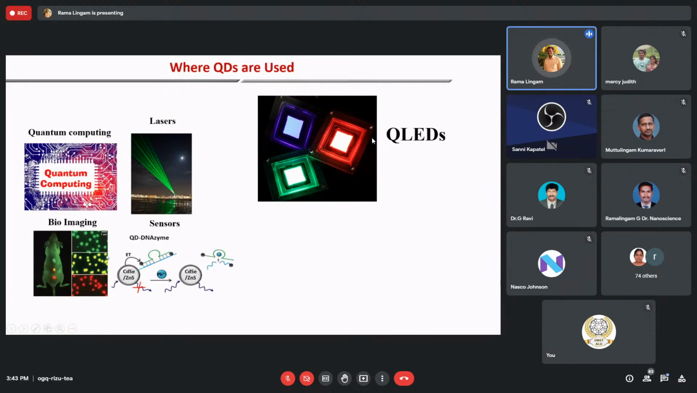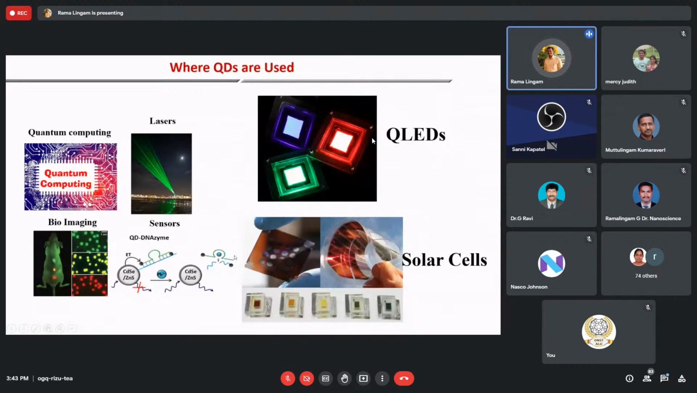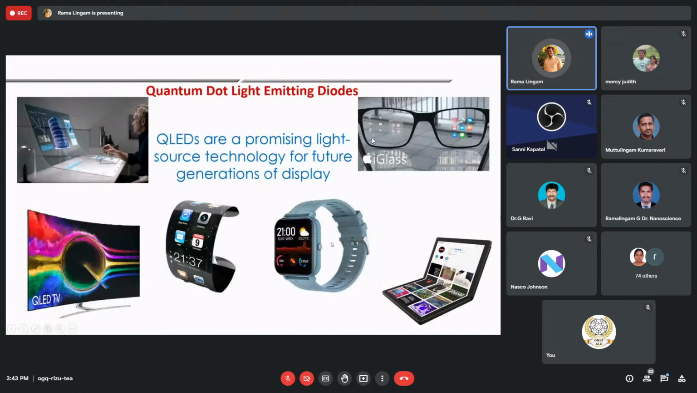Then, as I told you, quantum dots can also be used for bioimaging. And recently, sensors can detect biomolecules or chemicals. For sensing chemicals or biomolecules, quantum dot sensors will be useful. And also for making flexible devices in solar cells. And quantum dots in recent days are used in smart displays like the future computer, which we can see here.